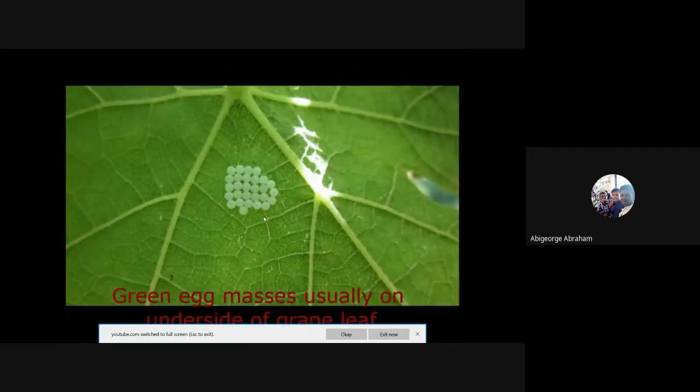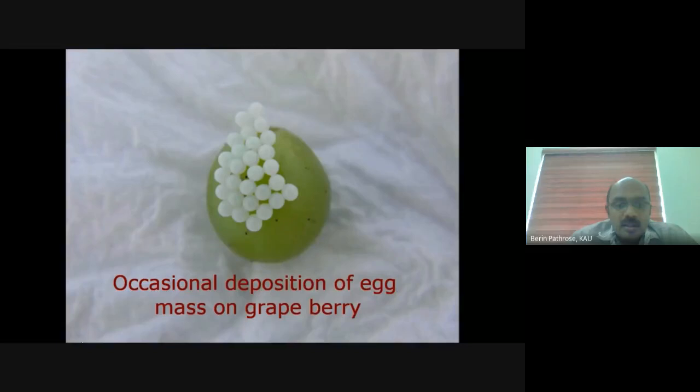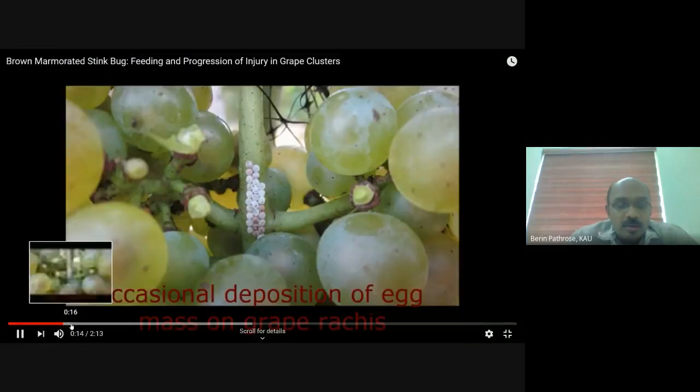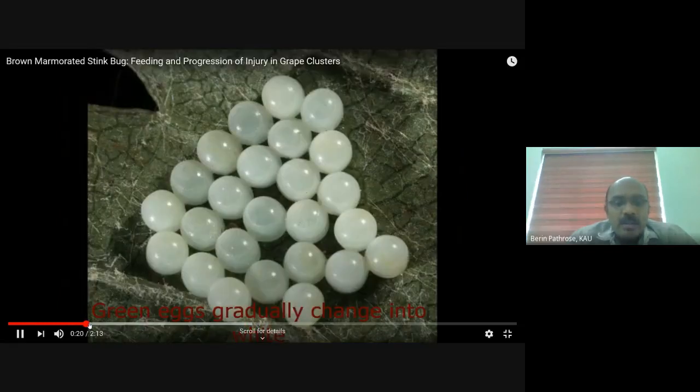Yes, sir. Okay. This is a bug, and I will show you. These are the eggs of a bug. This is a very big bug, a pentatomid bug.